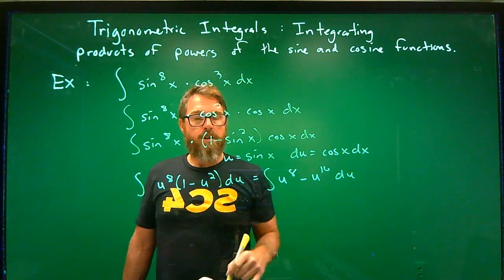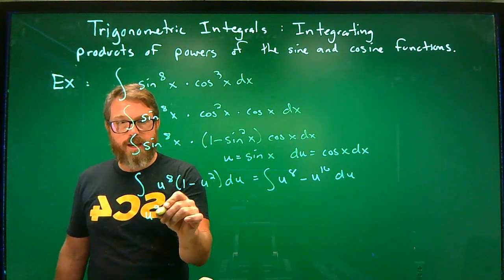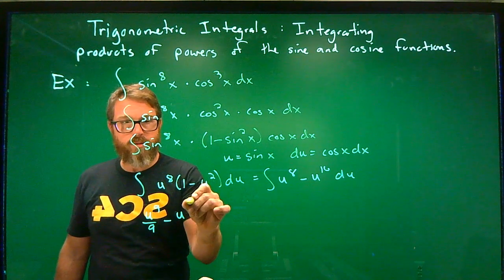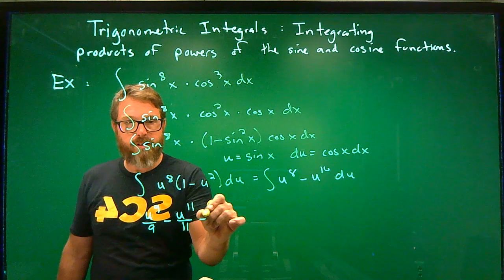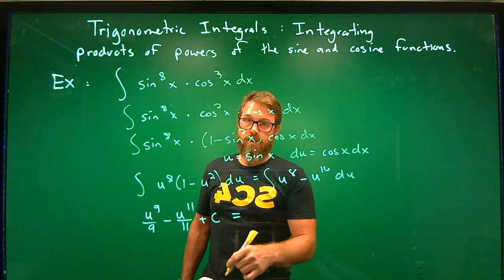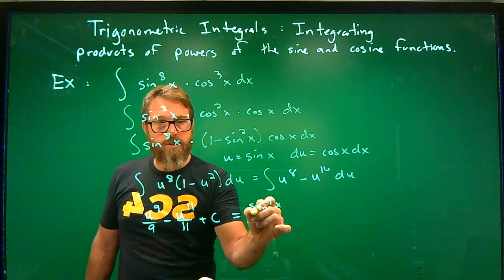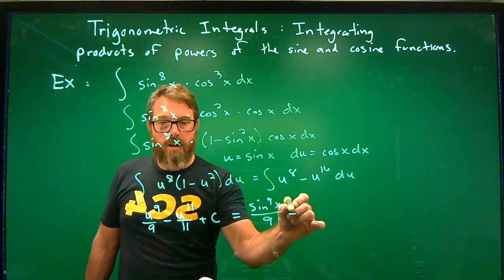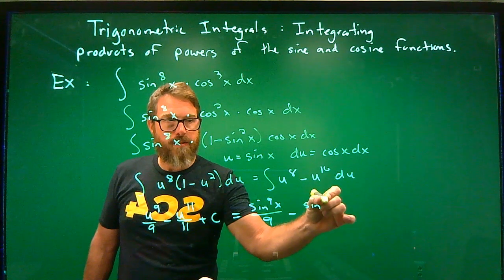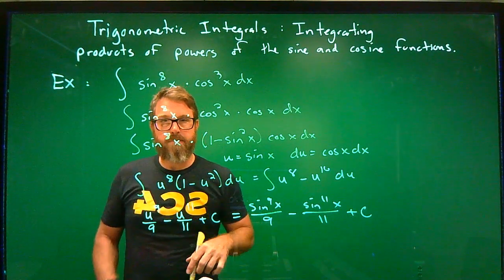du. So integrating these things, we're going to have u to the 9th over 9 minus u to the 11th over 11 plus c. And then when we unsubstitute, we're going to turn these all into the u's, which are sines. So this is going to be the sine to the 9th of x over 9 minus the sine to the 11th of x over 11 plus c.